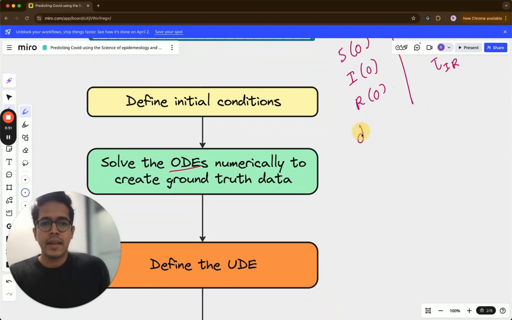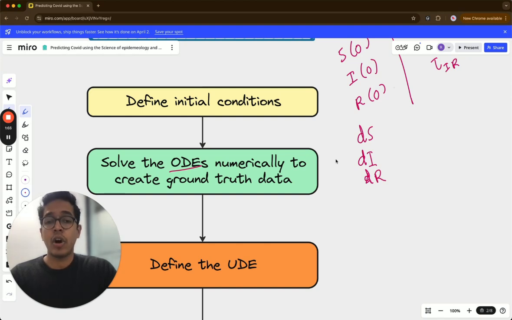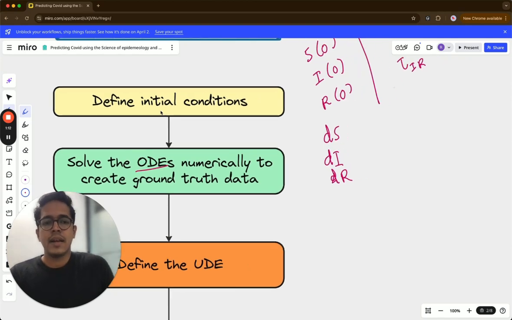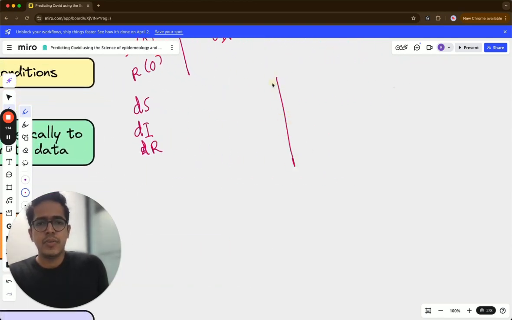What is the ODE? The dS by dt, dI by dt, and dR by dt. So these three ODEs we can solve numerically using fourth order Runge-Kutta method or using Euler integration. Any method, it does not matter, to generate the ground truth data. So ground truth data would be nothing but a plot which would look like this. Let me draw this once again.